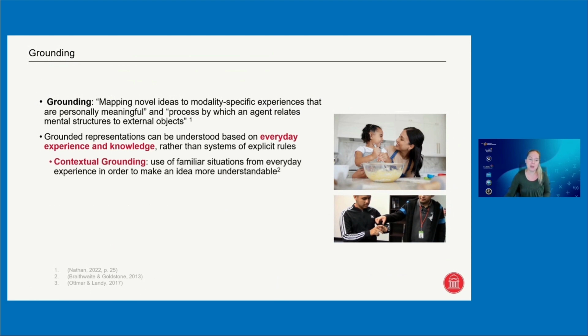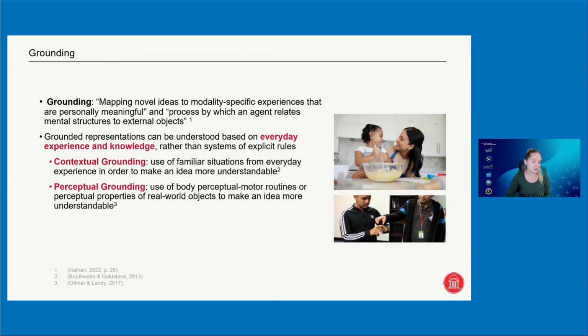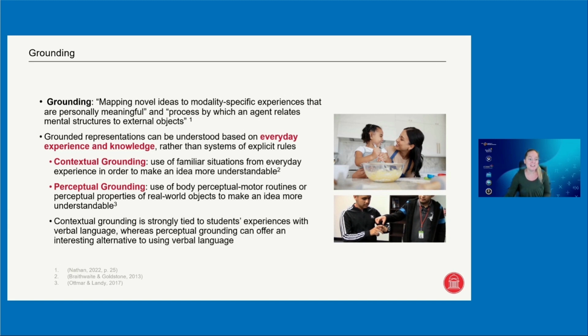There are two types of grounding that I'm going to be talking about. The first is contextual grounding. This is the use of familiar situations from everyday experience in order to make an idea, like a math idea, more understandable. The second is perceptual grounding. This is the use of the body and perceptual motor routines or perceptual properties of real-world objects to make an idea more understandable. Contextual grounding is strongly tied to students' experiences with verbal language, whereas perceptual grounding can offer an interesting alternative to verbal language. So I'll be talking about both of these opportunities for making math more understandable.